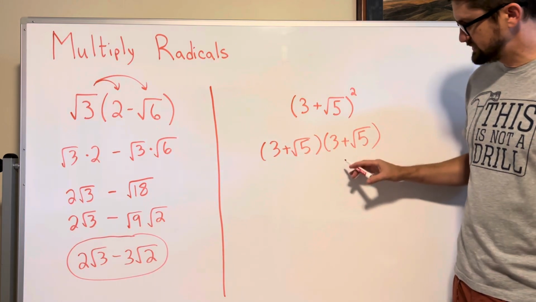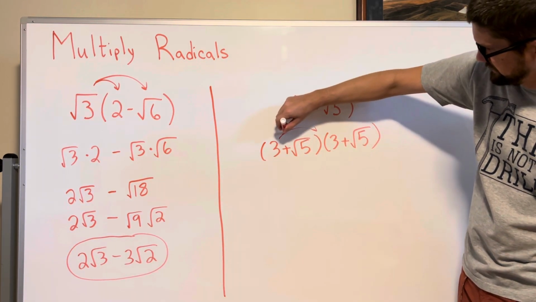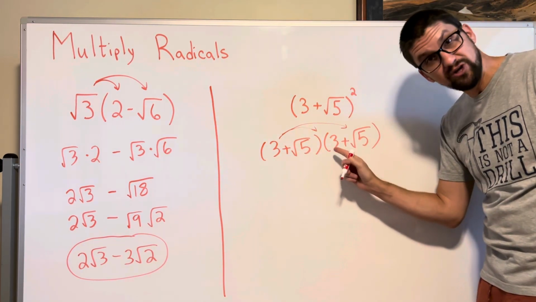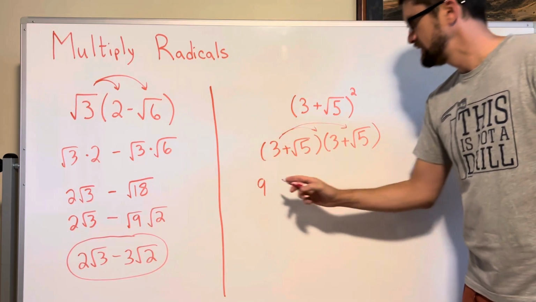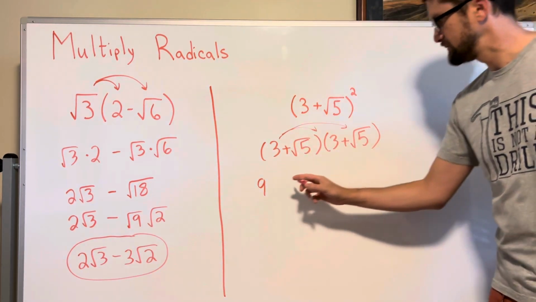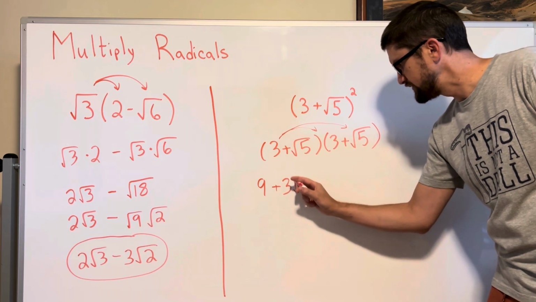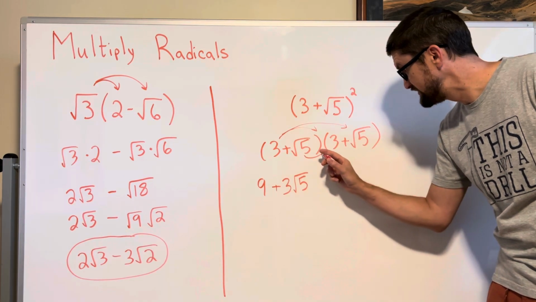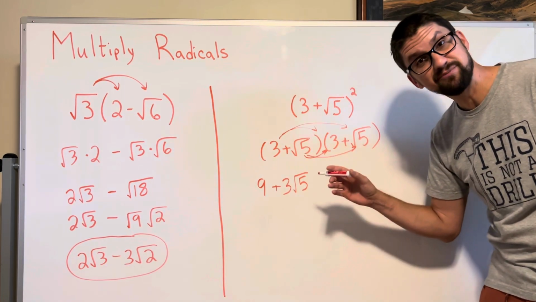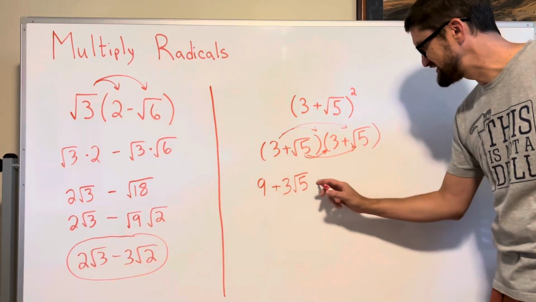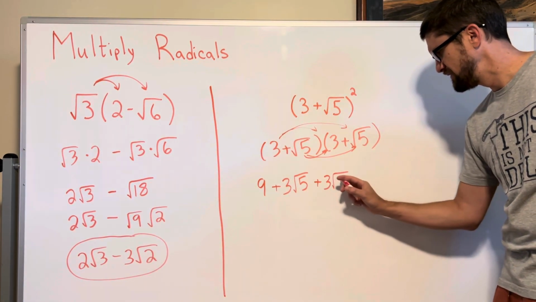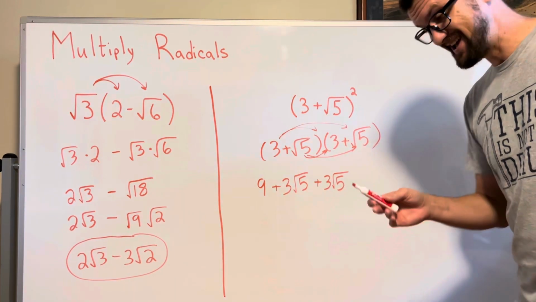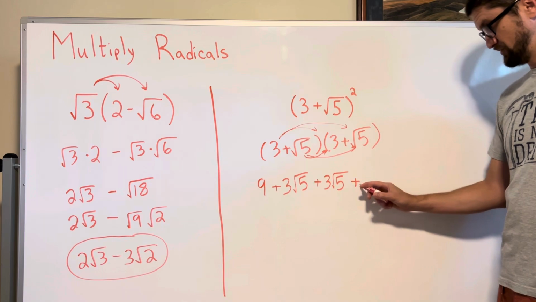All right, the way we can do this is we can take this 3 and distribute it. 3 times 3 gives you 9. And then 3 times square root of 5, I'm going to write the 3 in front of square root of 5. And then you want to distribute this one, square root of 5 times 3. I'm going to put the 3 in front again. And then square root of 5 times square root of 5, you can write that as square root of 25.